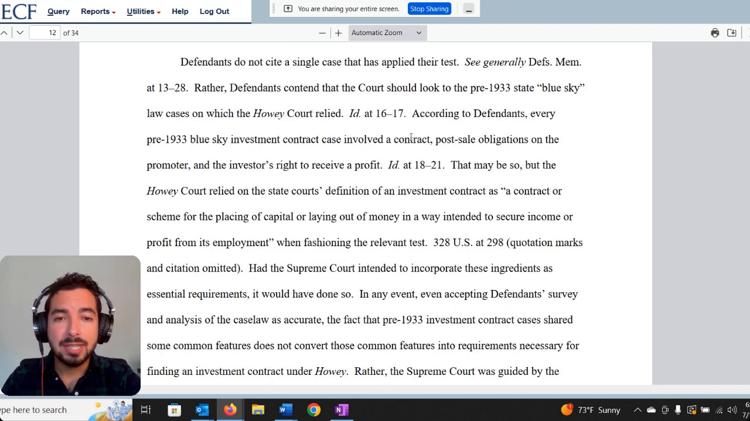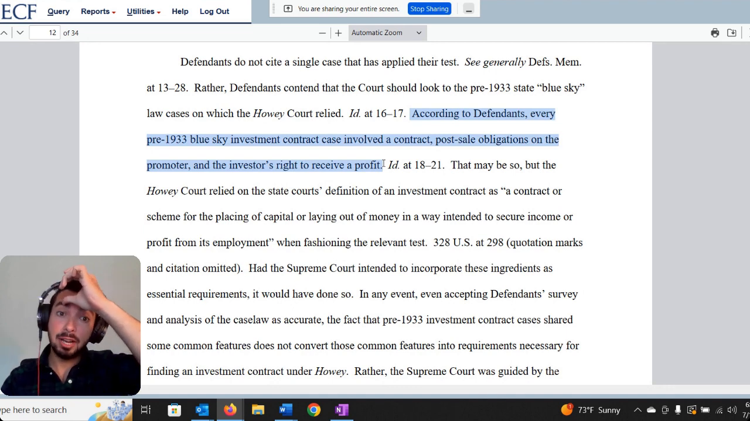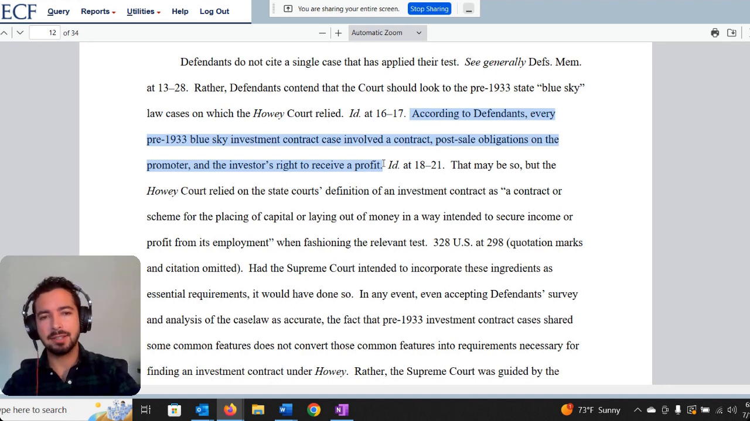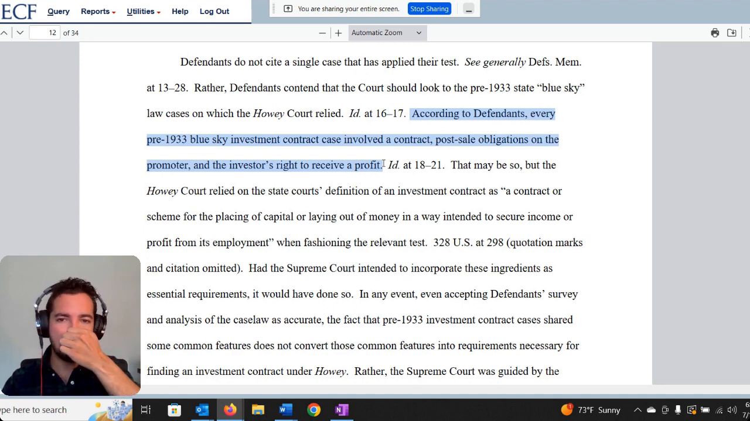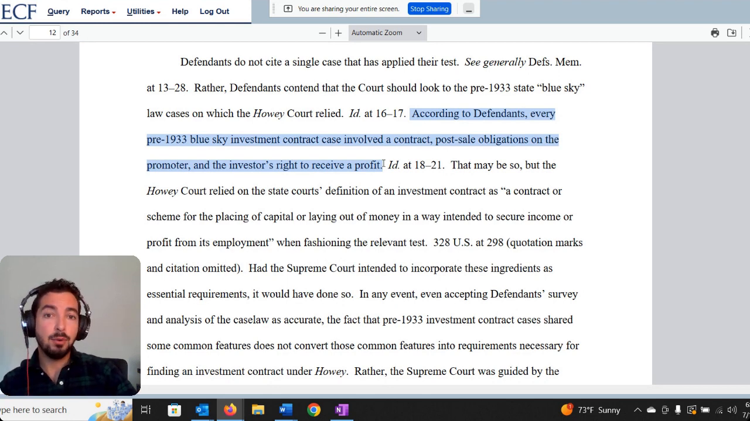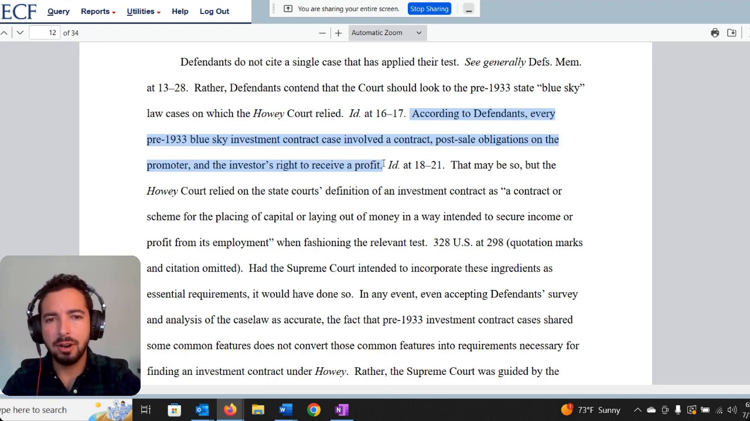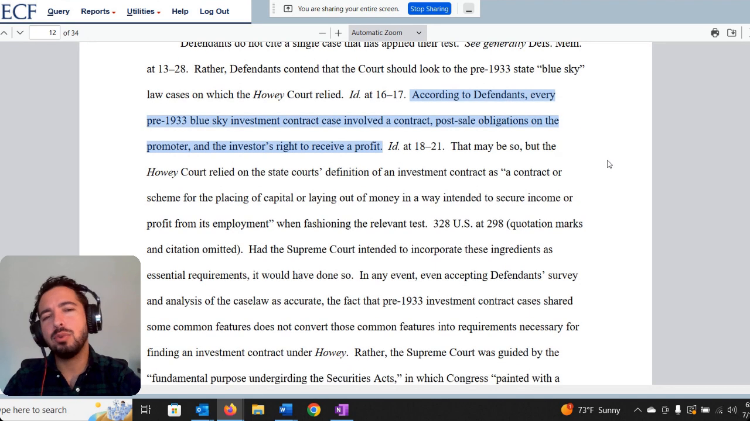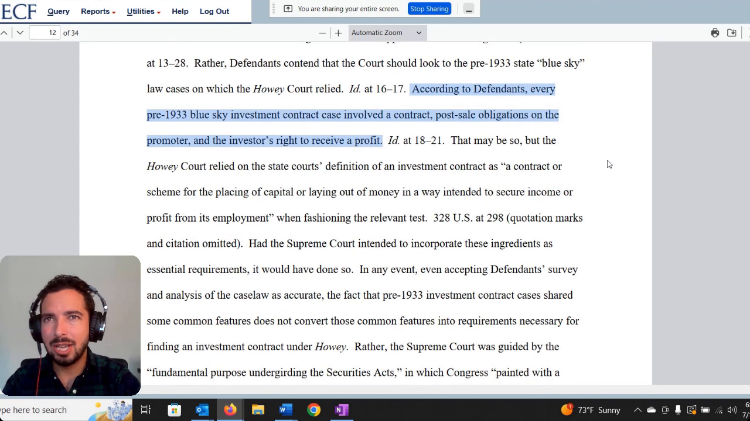So what Ripple is saying here is, listen, all of these cases that Howey relied upon, they all had contracts and post-sale obligations on the promoter and an investor's right to receive a profit. All those three essential ingredients that we talked about were present in these cases that Howey relied upon. So that really should have been a requirement. It just has been omitted, unfortunately, from the case law since Howey. It's kind of what they're saying, right?